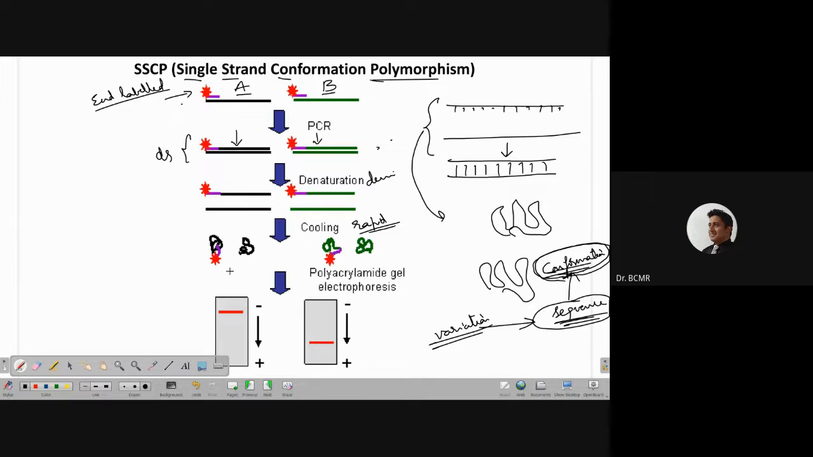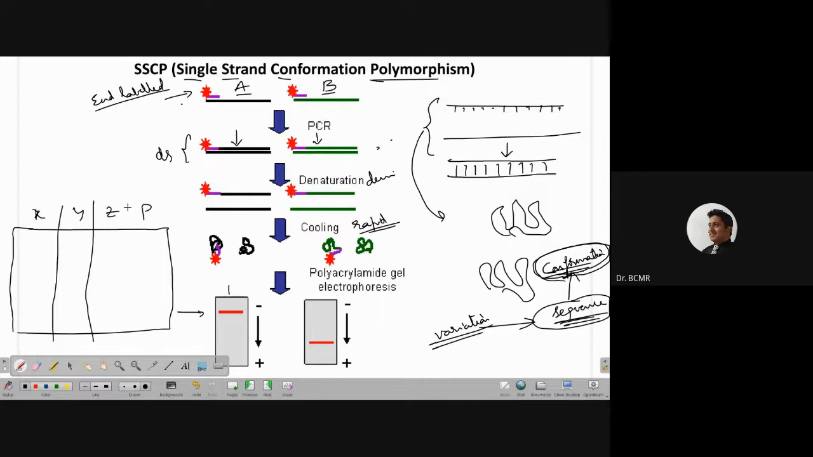And now when we run the gel, based on their conformation, they run differently. Say, for example, I will try to make up a gel picture for you, and if you can interpret it, then we have everything good. I'm taking samples X, Y, Z, and P. Assume I have done the same SSCP analysis, and I got bands like this.